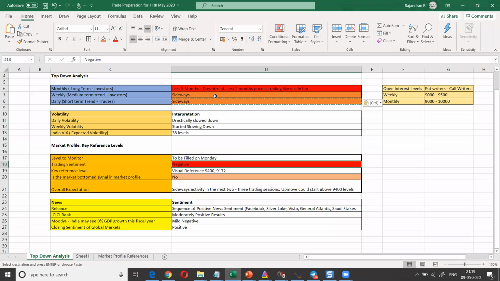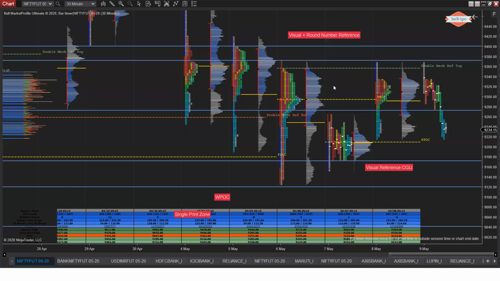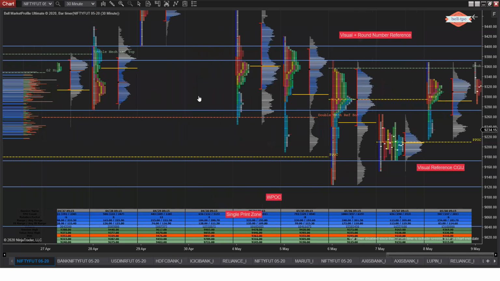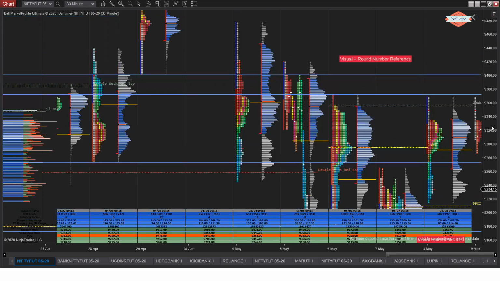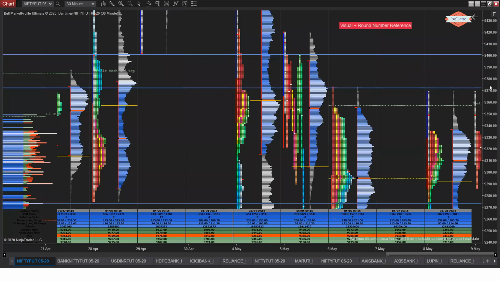From the market profile levels, there are 2 levels I'm monitoring. One is 9,400 levels. Let me tell you why. 9,400 is one of the key important reference levels on the upside, which is a positional reference level. You can see this 6th May high, not the 6th May, but I think this particular day, the 5th May letter B and letter I levels are exactly 9,400 levels.